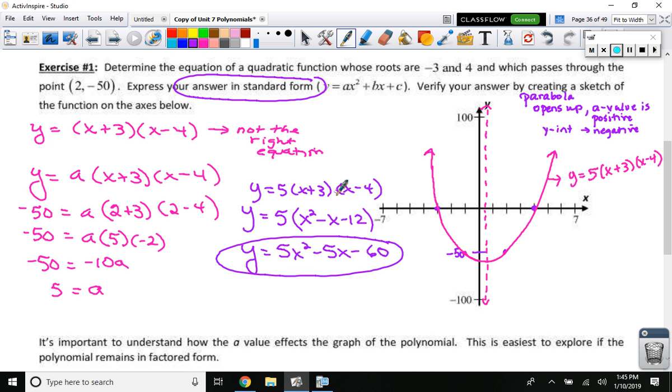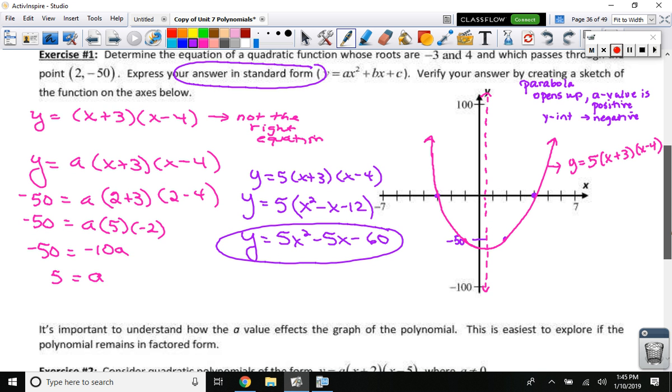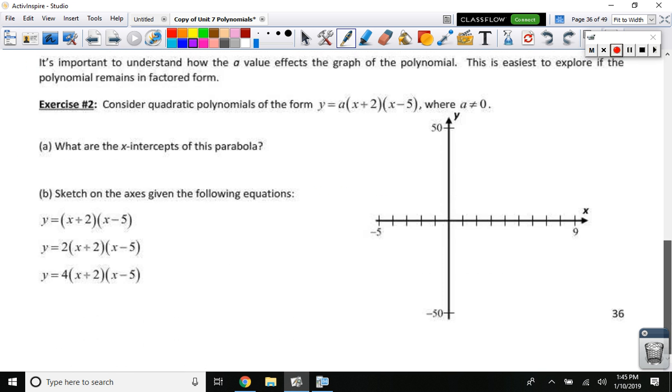No, I'm not looking for the turning point, I'm looking for the y-intercept. Oh, okay. Yep. But otherwise, yes. There's a couple of other ones. Alright, questions there? Alright, so now we go down here.